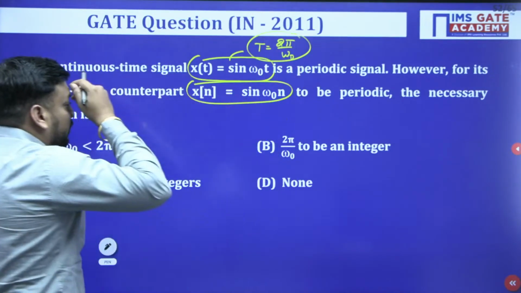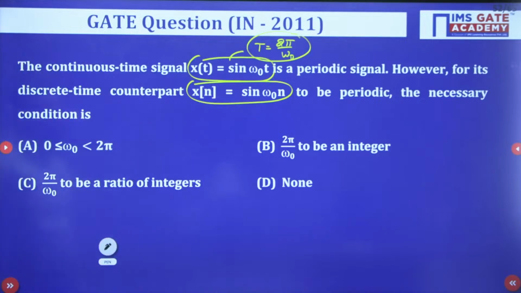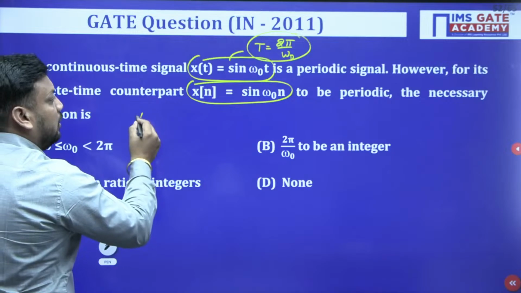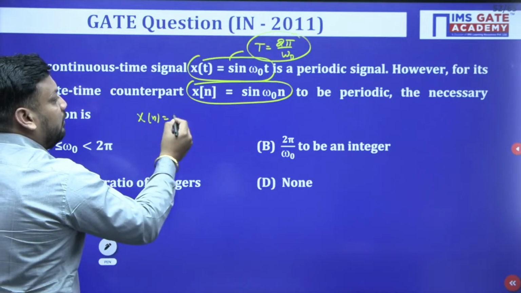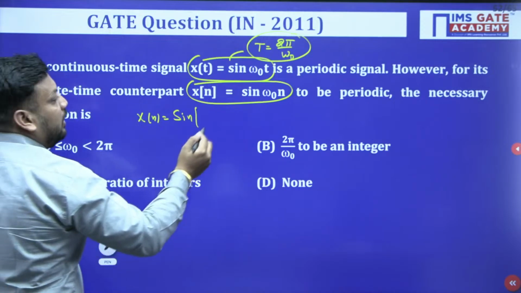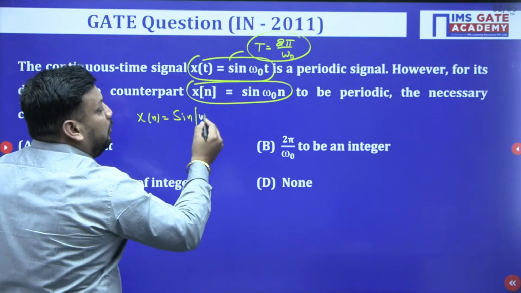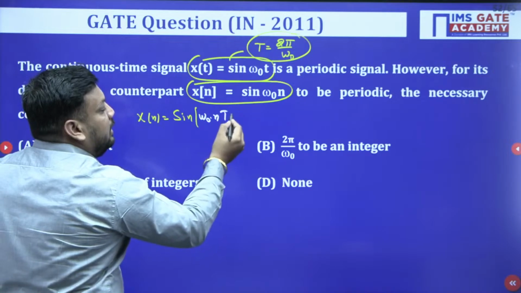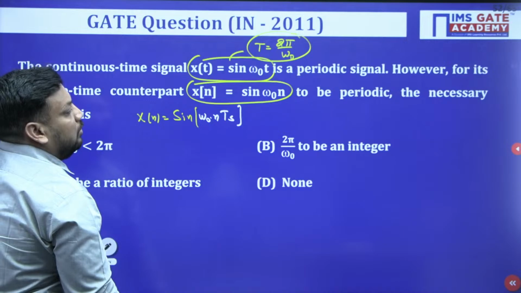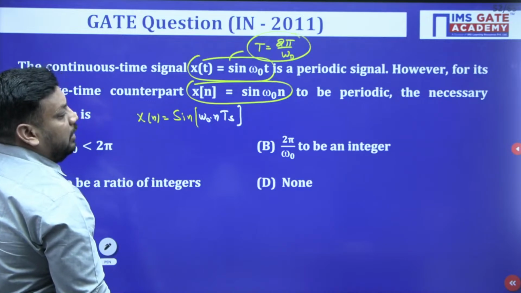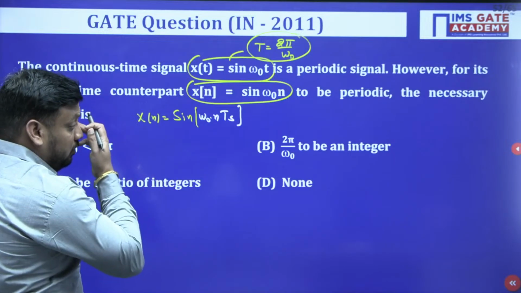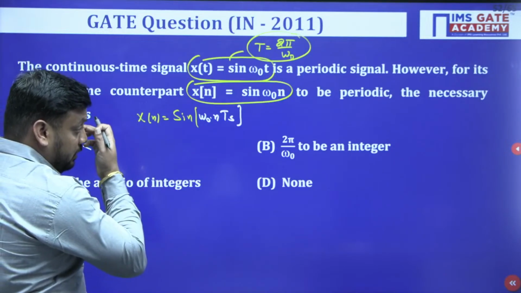And here, if it is sin(omega 0 n), then of course we have to apply sampling. If I apply sampling, then what will I get actually? I will get sin of omega 0 t into n Ts. Is this clear or not? So ultimately, what will your discrete time signal be? You just let me know.